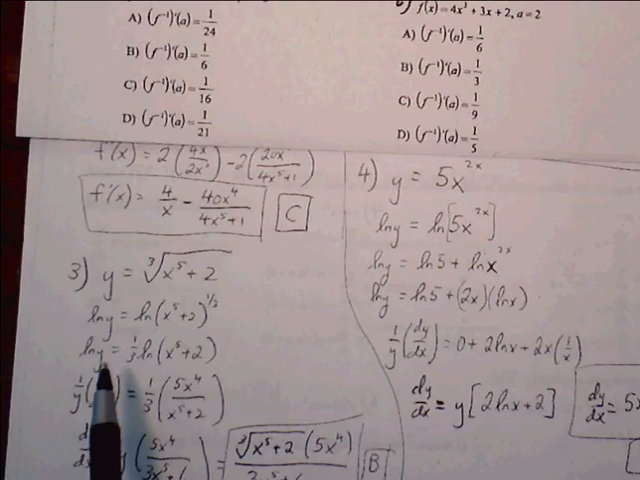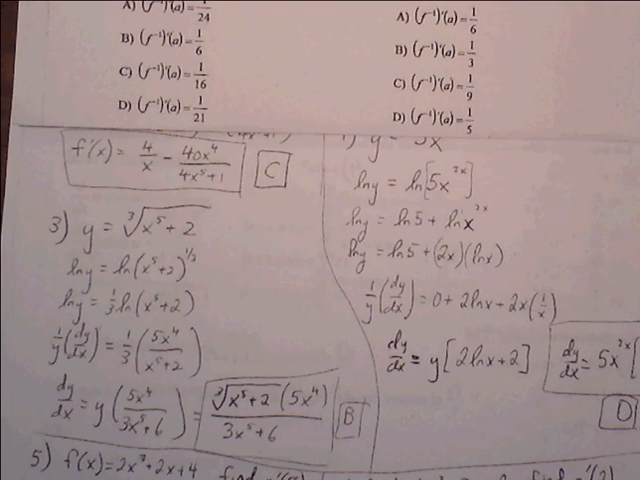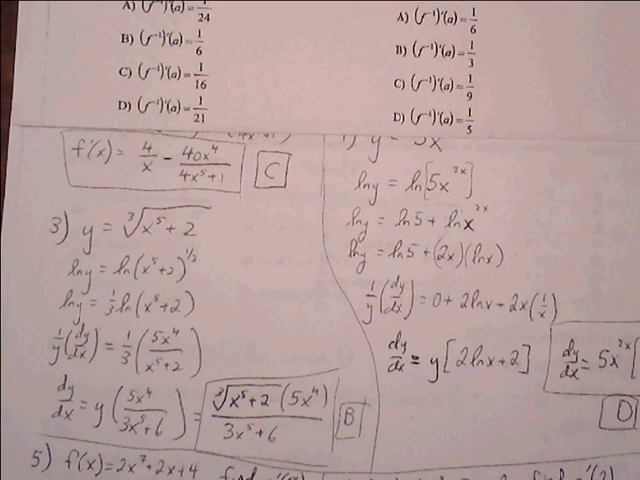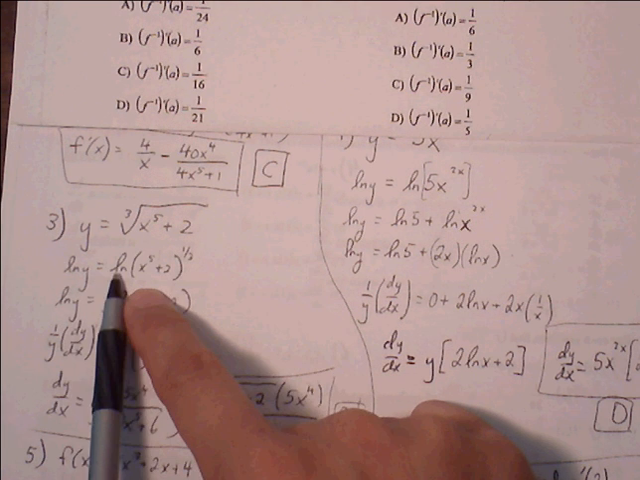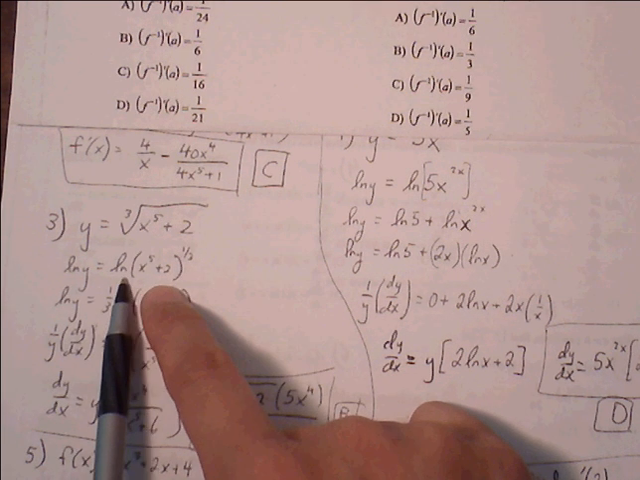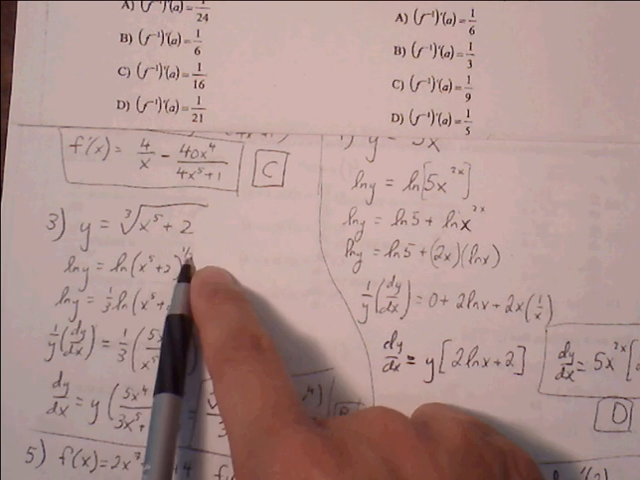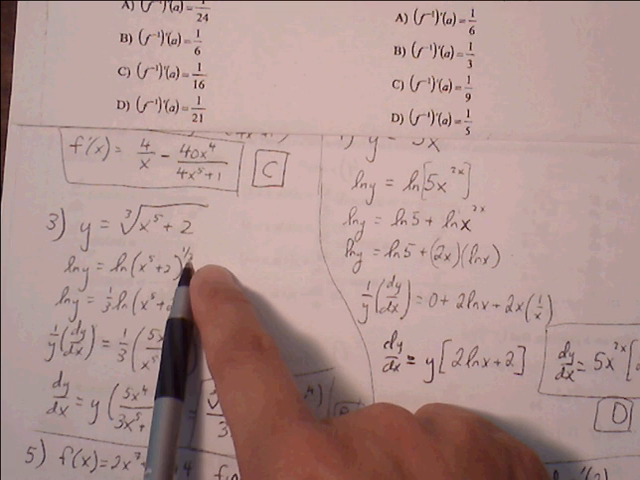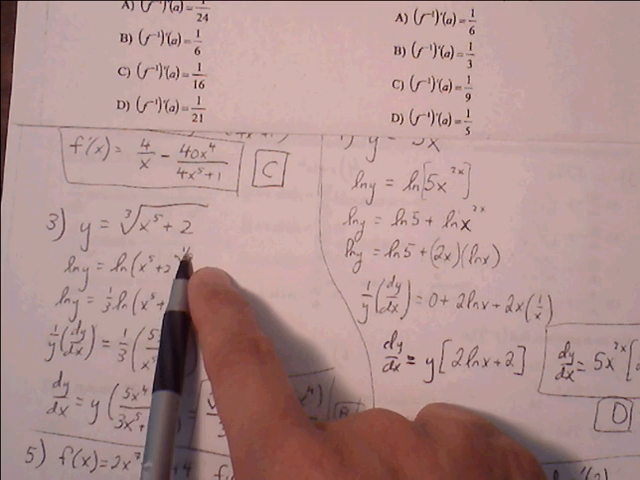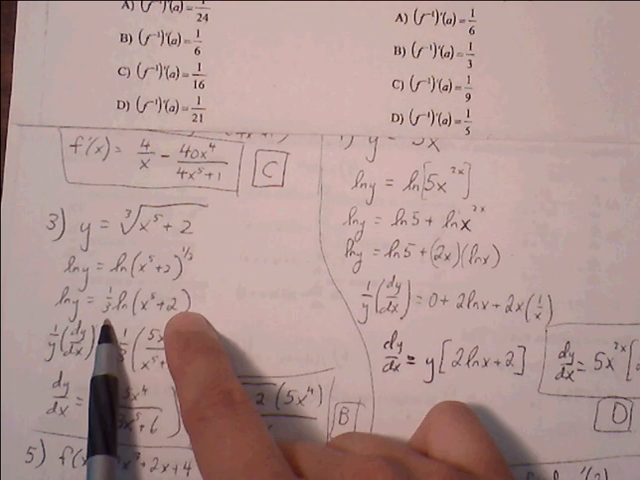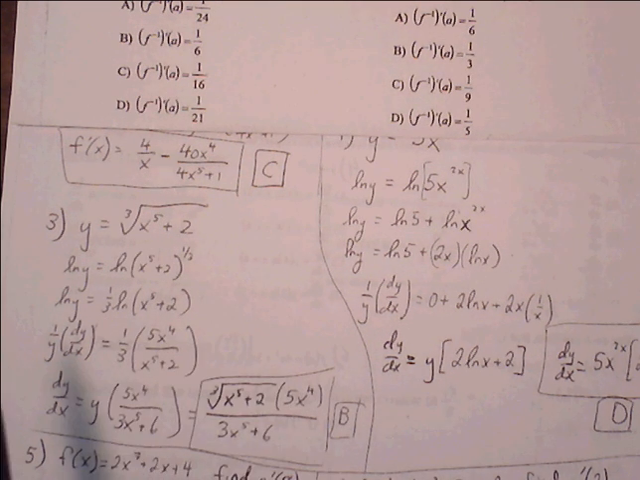y is equal to the cube root of x to the 5th plus 2. So now we can take the natural log of both sides. So natural log of y is equal to the natural log of x to the 5th plus 2 raised to the 1/3. I'm going to write this as a rational exponent. Okay. Then we can go through expanding a bit more, so bring down the 1/3.